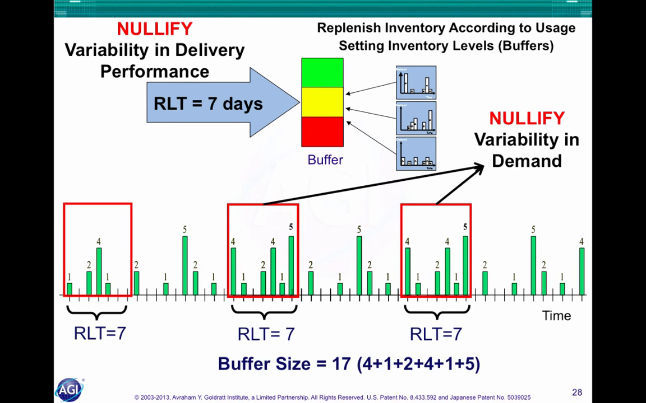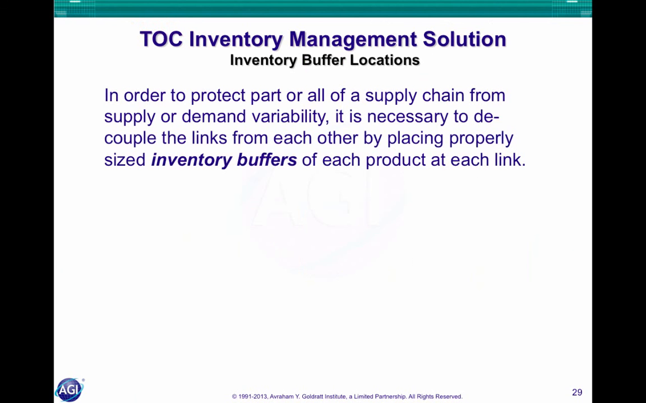The TOC solution for inventory management uses reliable lead times in conjunction with demand variability to establish inventory levels, or buffers, that effectively decouple supply and demand variability and initiates replenishment in accordance with actual use, and in doing so integrates planning with execution management. When we look at applying the TOC inventory management solution to protecting part or all of a supply chain from supply or demand variability, the focus is on locating properly sized inventory buffers.